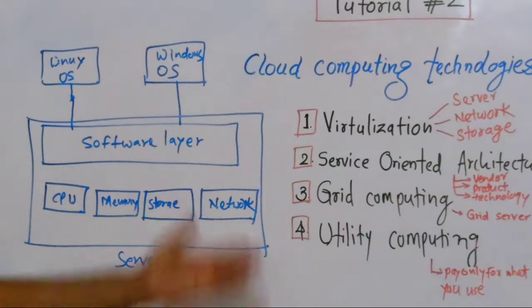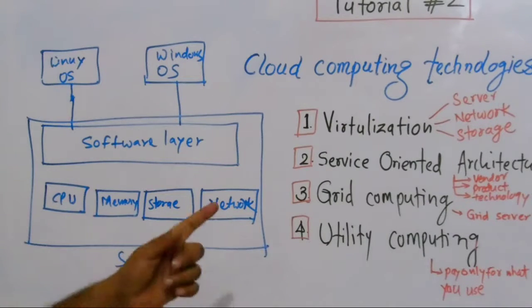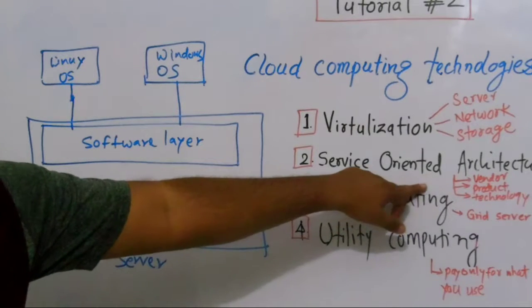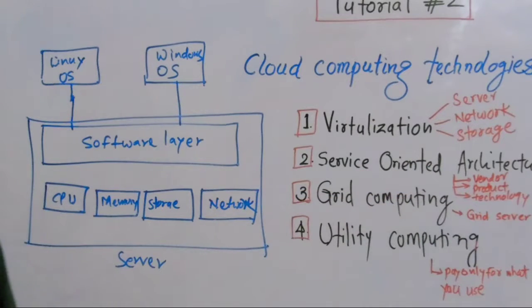And the second one is service-oriented architecture. You might not have read much about this because of cloud computing. Service-oriented architecture is nowadays not utilized much, but still. So what is service-oriented architecture? It's independent of vendor, product and technology. It doesn't matter which vendor, which product and which technology.